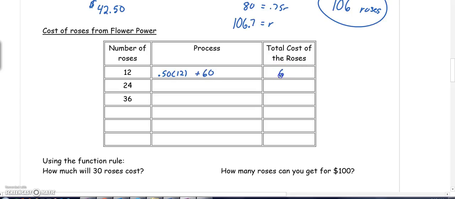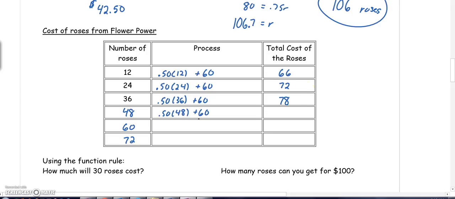So my total for 12 roses would be $66. For 24 roses, it's 50 cents times 24 plus 60, so it's $72. For 36 roses, it's 50 cents times 36 roses plus $60, which would be $78. And then I can continue my number of roses, so I get 48, 60, and 72. So I'm going to substitute those values in and complete the rest of my table.